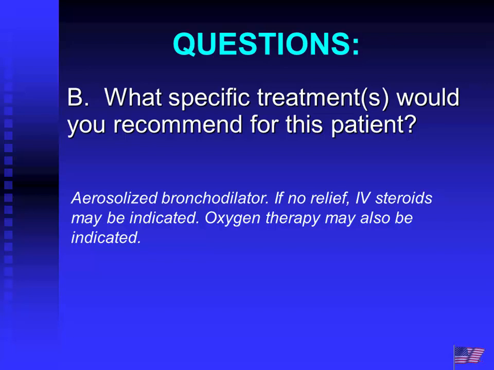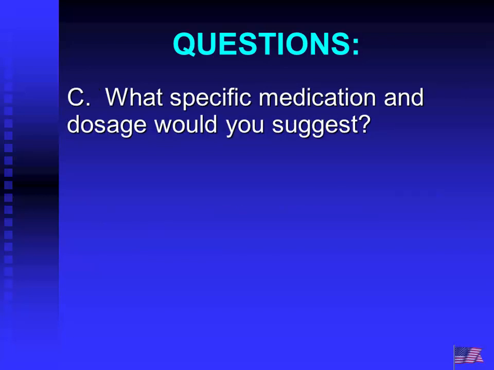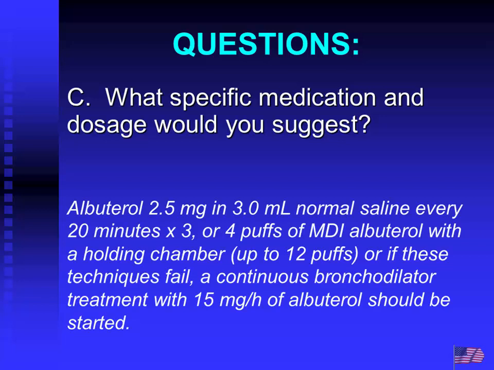If that doesn't seem to work, we can certainly look at using intravenous steroids, and then also perhaps some oxygen therapy. Specific medications, of course, albuterol, right? Perfect for everything. Normal dose, you know, or if you don't know, you probably should know before this morning's exam. 2.5 milligrams. We usually use 3 milliliters of normal saline as the diluent.